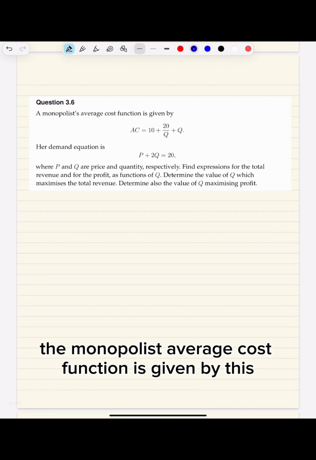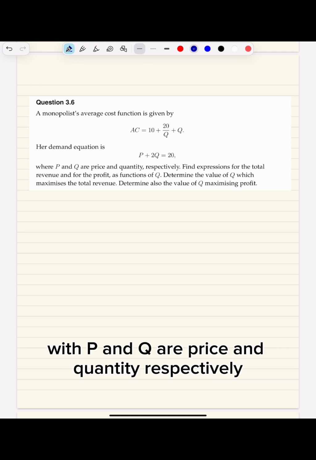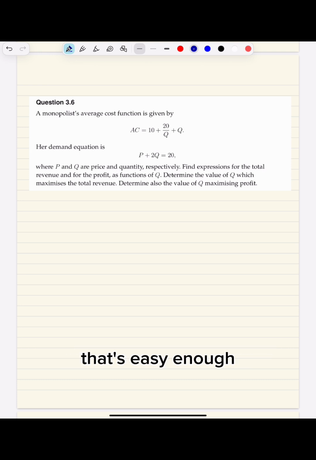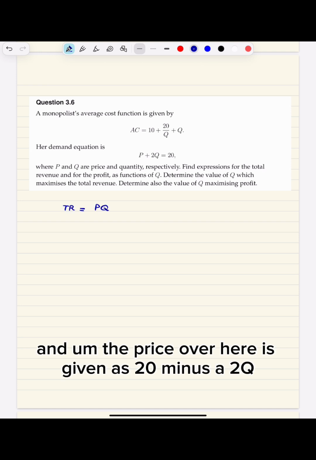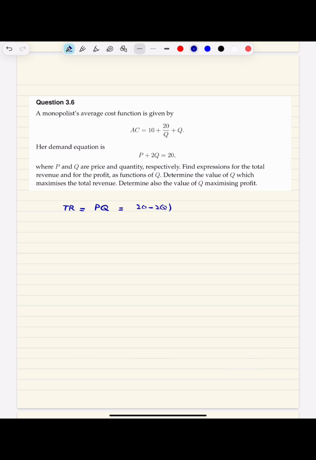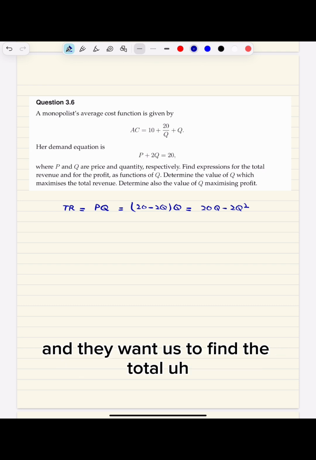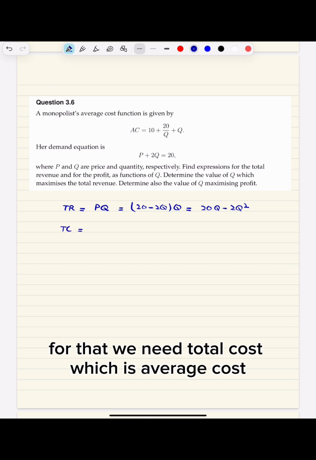The monopolist's average cost function is given by this. Her demand is this. If P and Q are price and quantity respectively, find expressions for the total revenue and for the profits. Okay, that's easy enough. Total revenue is basically price into quantity. And the price over here is given as 20 minus 2q. We multiply it by q, and therefore the total revenue becomes 20q minus 2q squared. And they want us to find the profit function. For that, we need total cost, which is average cost.